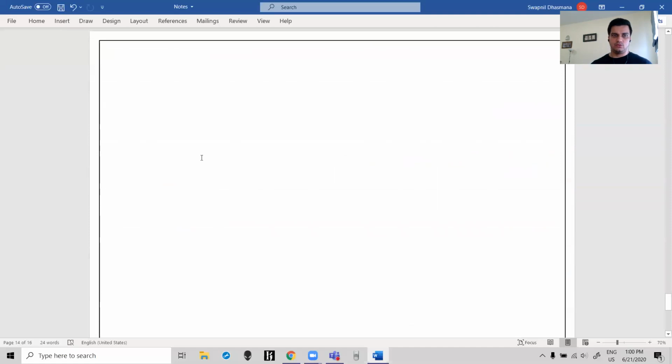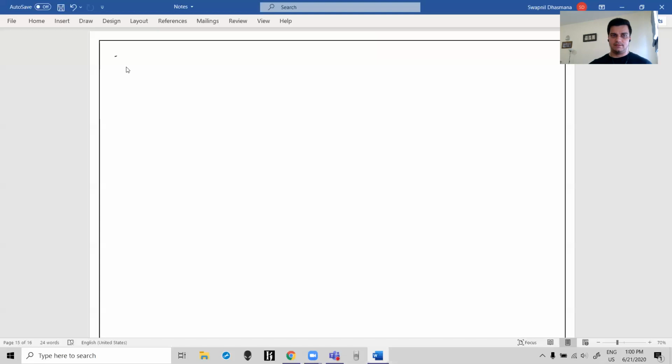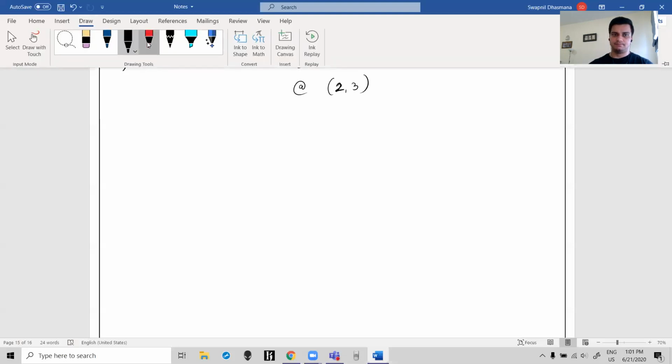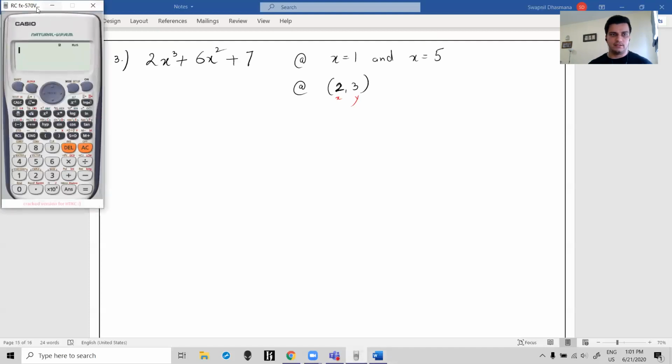There are questions where you can use a calculator. The type of questions are, if you have 2x cubed plus 6x square plus 7, and let's say it says find the derivative at x equals 1 and x equals 5. Or if it says find the derivative at 2, 3. Now remember, in this case this 2 is x and this 3 is y. Obviously you can use calculators in our examinations.